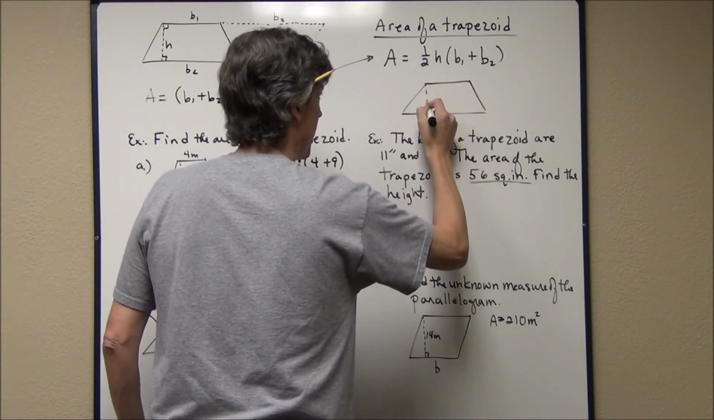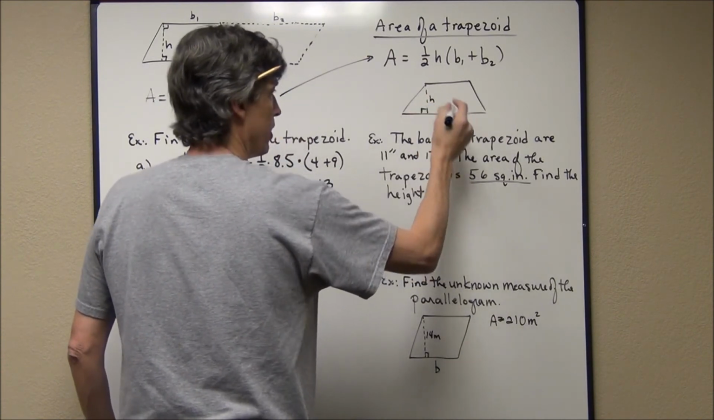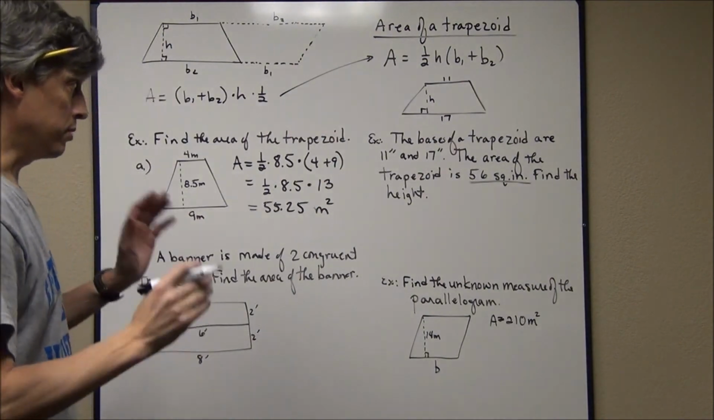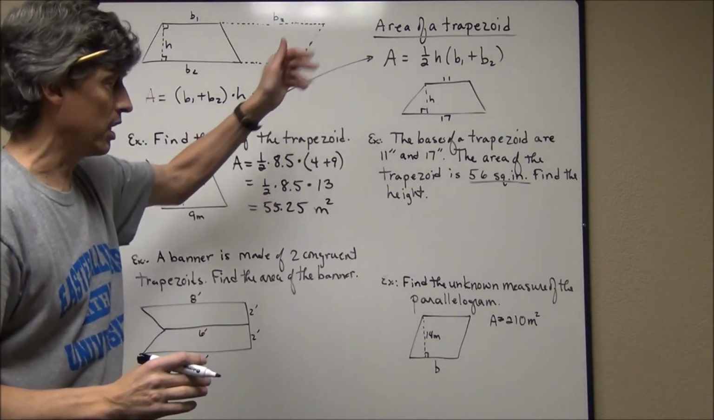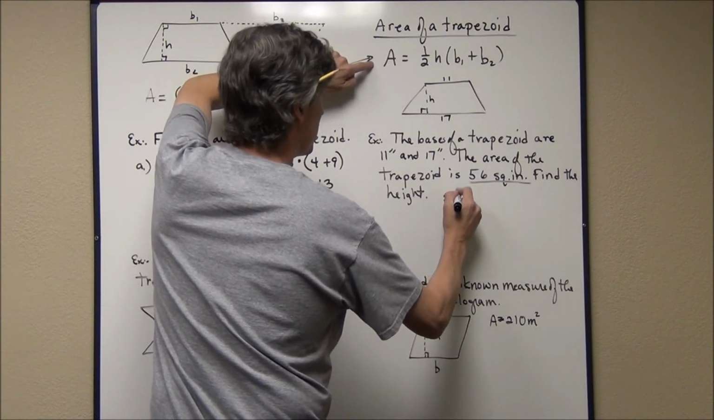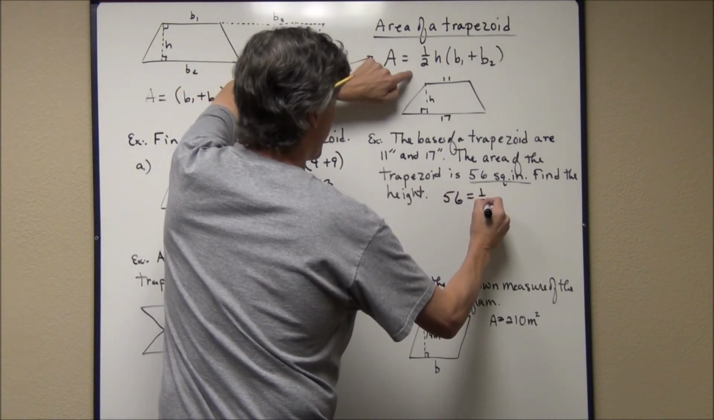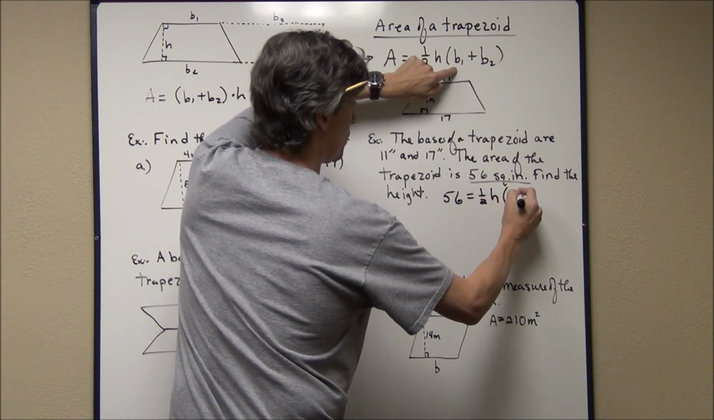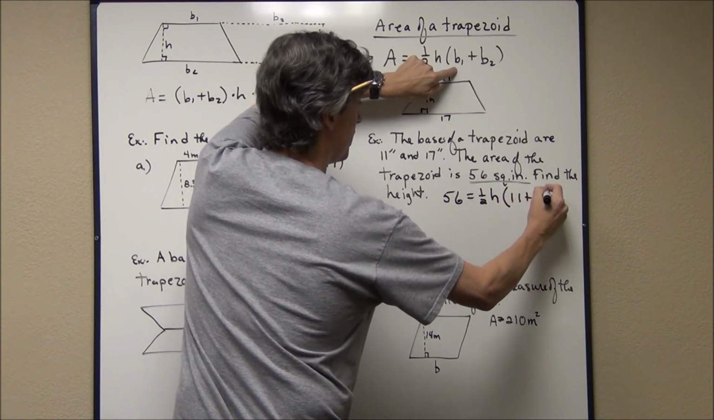So I'll just draw a little picture here. I'm trying to find the height. That's h. I know that this is 11. I know that this is 17. Well, I'll plug in what I know into this formula, solve for what I don't know, which is the height. So the area is 56 equals 1/2 times the height, which I don't know, times the sum of the bases, which is 11 plus 17.